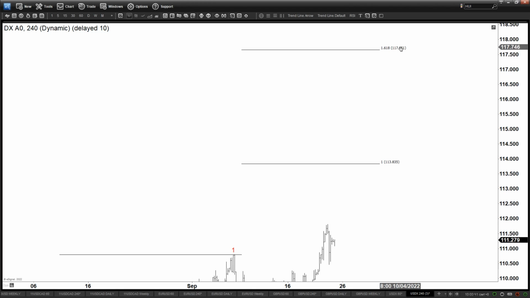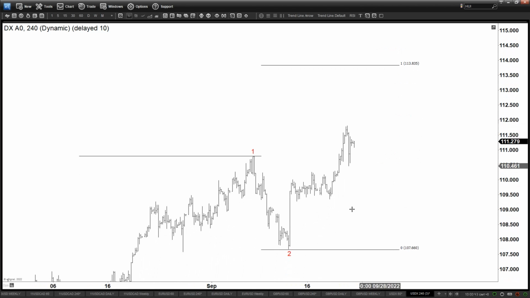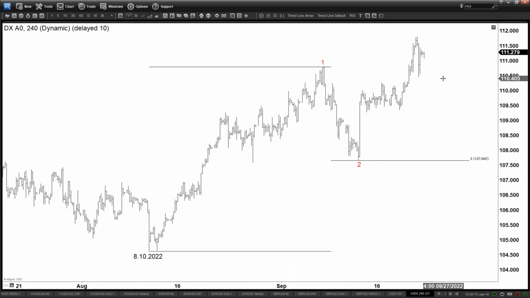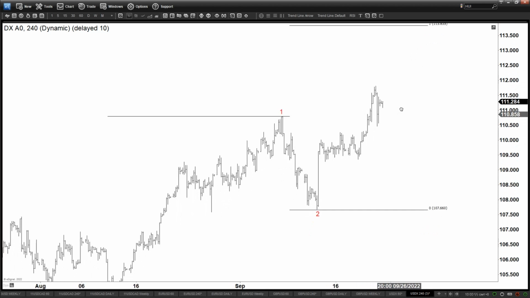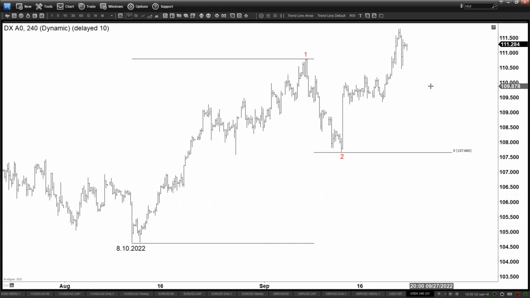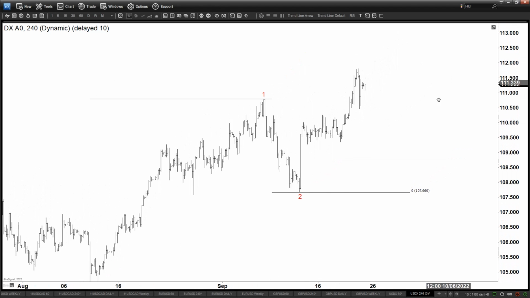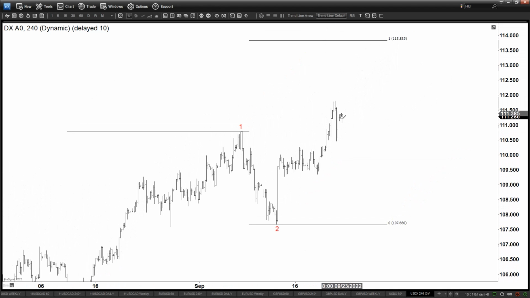I'm not saying it should go to 117, but usually when you have a high sequence like this, you take the 100% as kind of the minimum. Even the 100%, sometimes it doesn't reach there. For example, if we are really running out of steam in the dollar index, wave 3 could end even before 1.618.